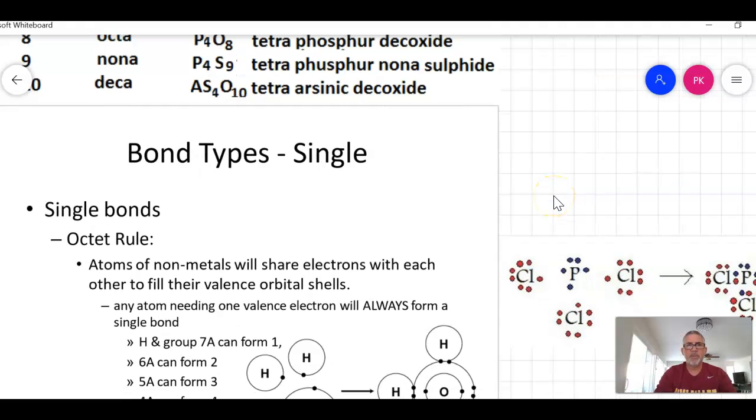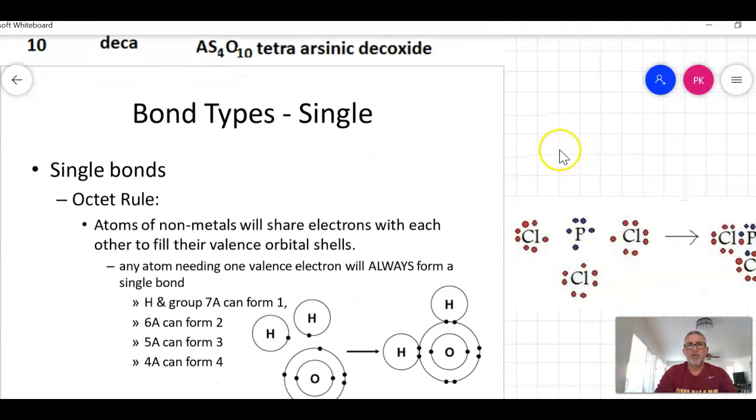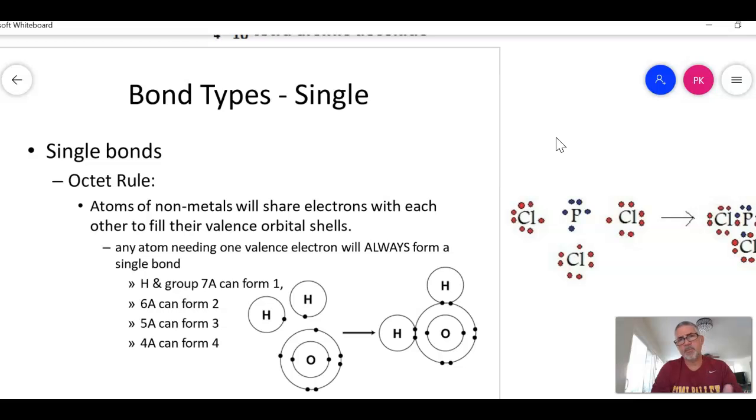So anyway, let's go into bonds a little bit. So covalent bonding, we can form single, double, and triple bonds, right? So if we think about our periodic table, and you should probably have yours out. So group 1, I have hydrogen, right? So I have hydrogen in group 1.